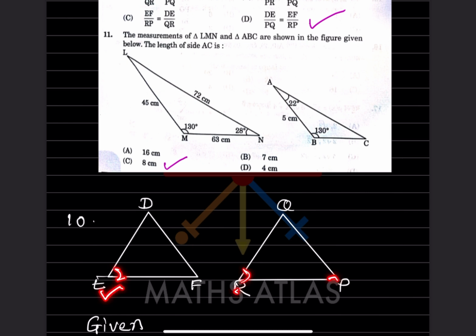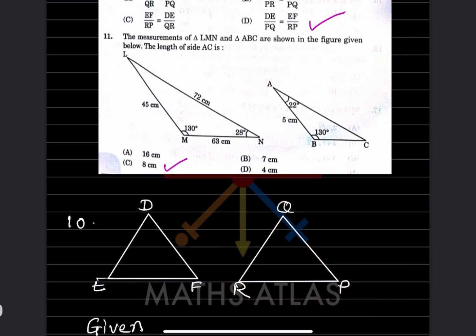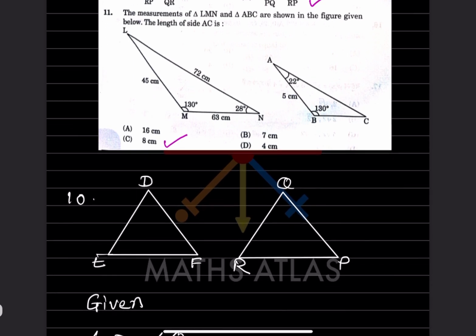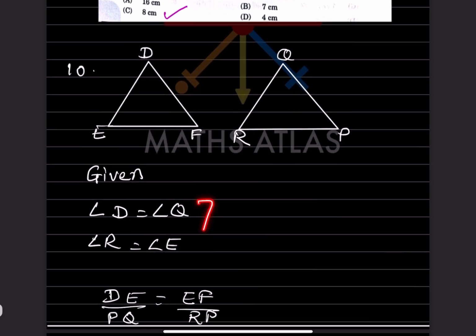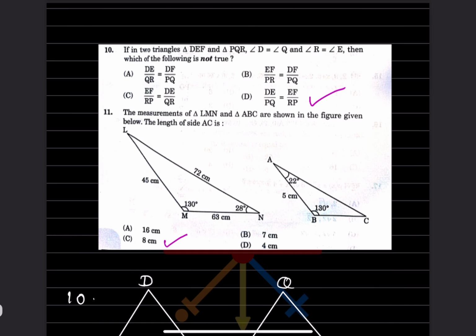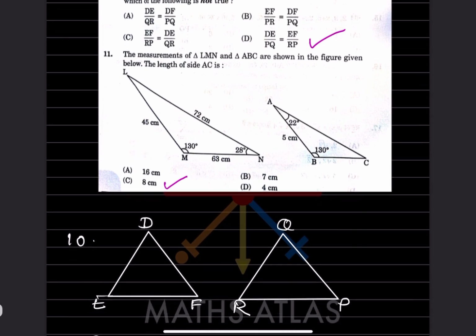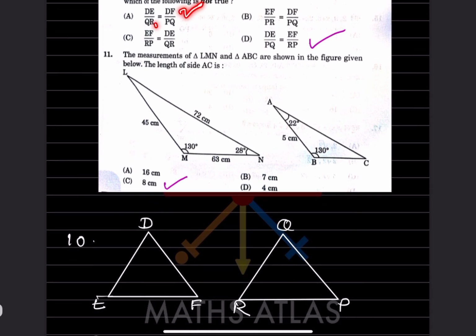So the remaining is P. So we can go this way, PQR. This is important, this is roughly what you have to draw. Then only you can judge which is not true. So now what is given? These are the given things. Now see here, D and QR on the same side, DF divided by PQ.